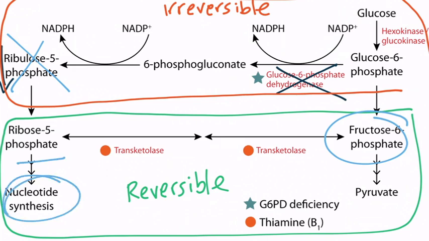So in answer to our question, patients with a G6PD deficiency will still be able to synthesize nucleotides due to the activity of the reversible part of the HMP shunt.